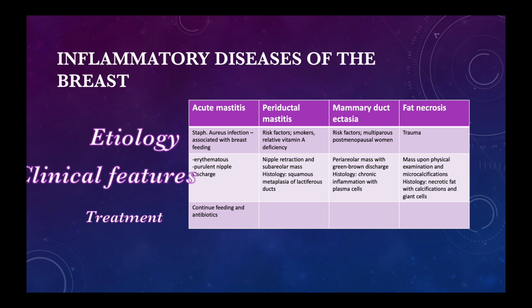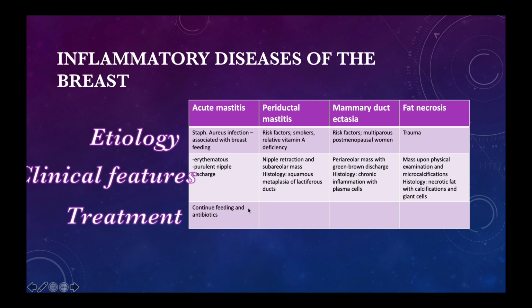Then you have fat necrosis, where it's very tender. You can see a physical mass while you're palpating the breast. And when you take a biopsy, you'll be able to see areas of calcifications, necrotic fat, and the presence of giant cells.